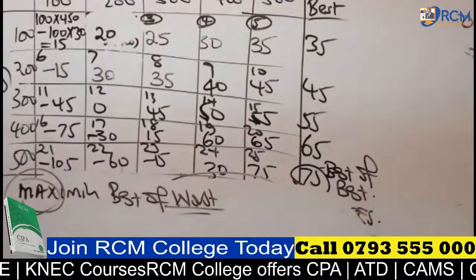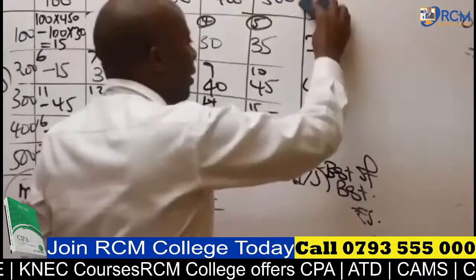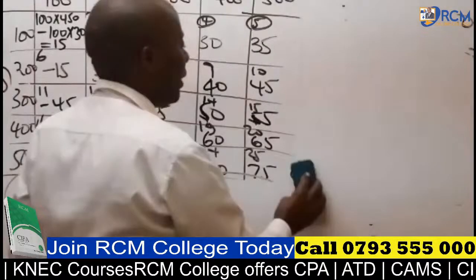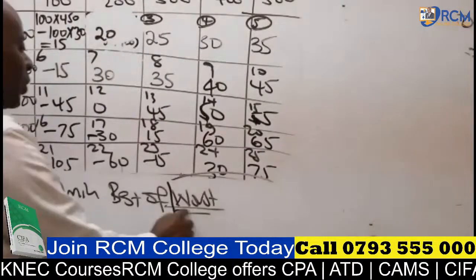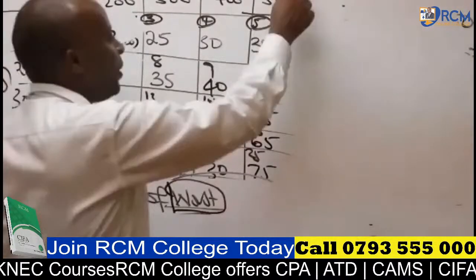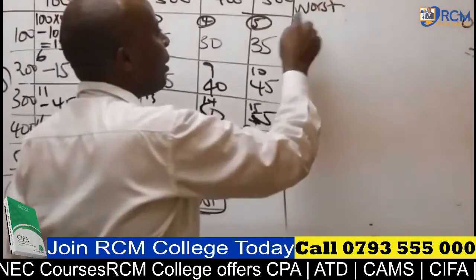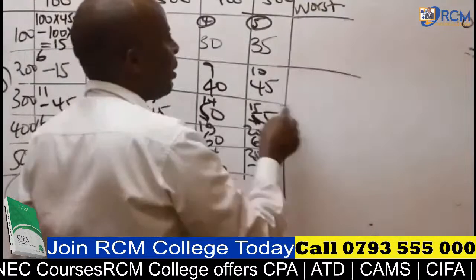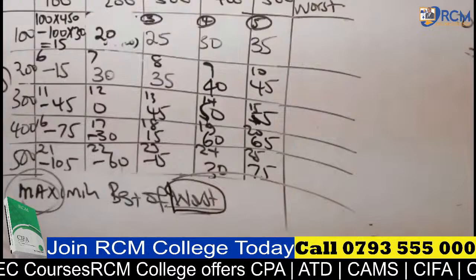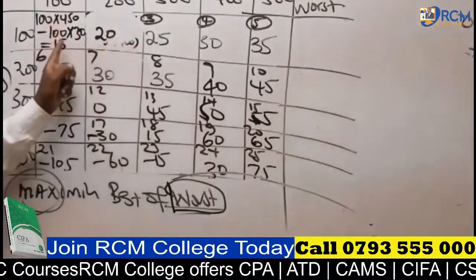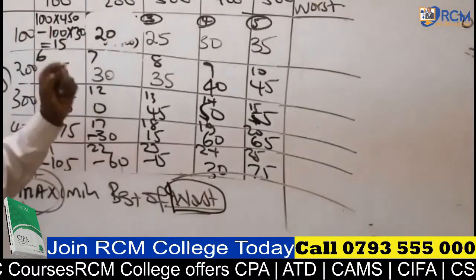What I'm supposed to do is to create a column here for worst. So we need to start with worst. Create a column there for worst. So for worst, we go to each row, each alternative, selecting the worst profit, which will be the lowest profit.